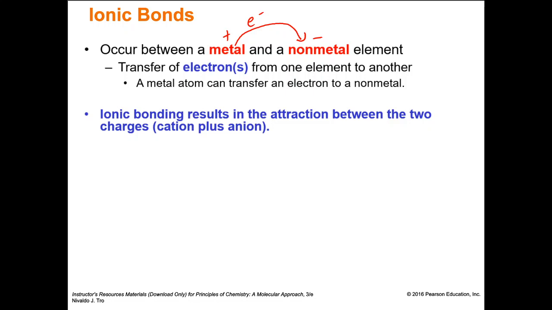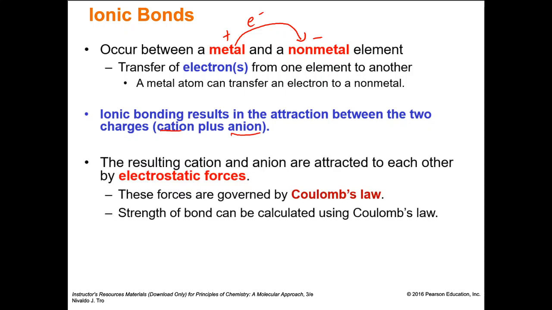Okay, the ionic bond results in the attraction between two charges, the positive and the negative. Easy enough. Over here we say a cation plus an anion, positive and negative. The resulting cation and anion are attracted to each other by electrostatic forces, just meaning literally similar to electricity, you could say, electrostatic. So it's just that positive and negative attraction.